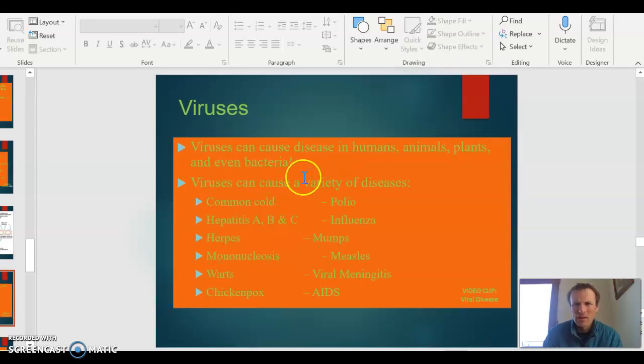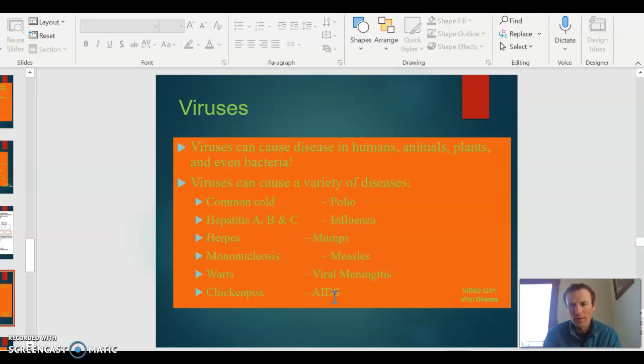So viruses can cause disease, and even disease in bacteria. So the common cold, as we talked about, is caused by viruses, which is why antibiotics won't do anything. Hepatitis, herpes, mononucleosis, warts, chickenpox, polio, the flu, AIDS. AIDS is an important one. AIDS is the disease caused by the HIV virus. And so this was a sexually transmitted disease that ultimately can be deadly if you acquire it.